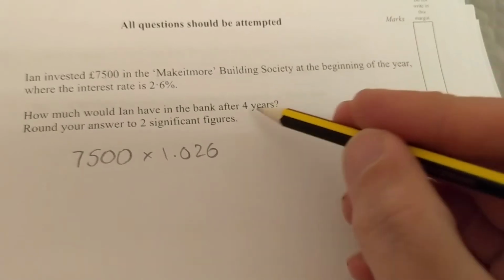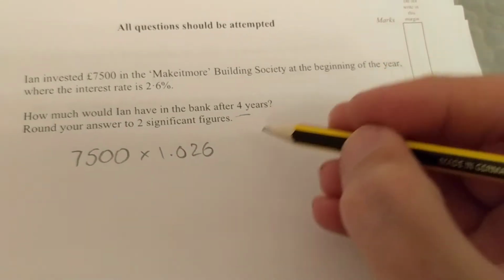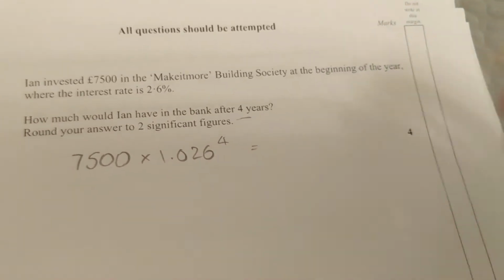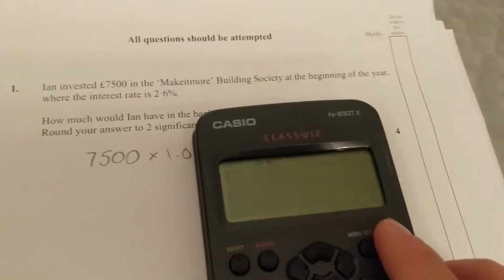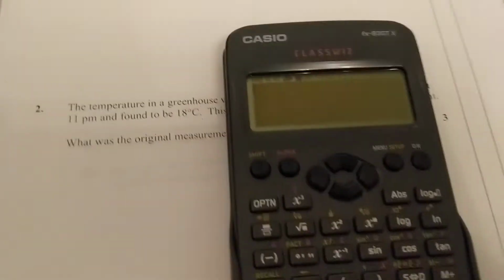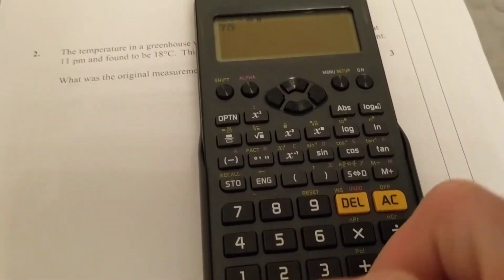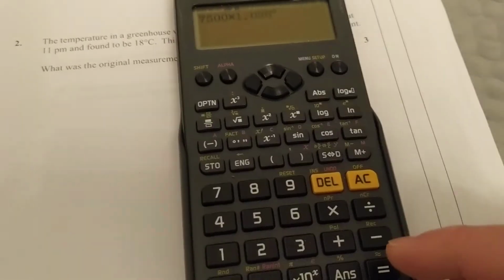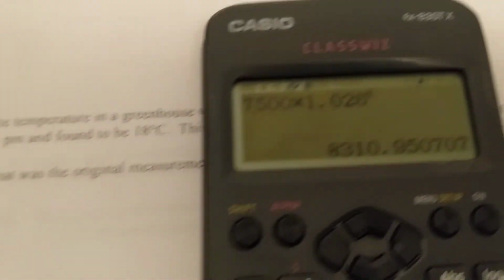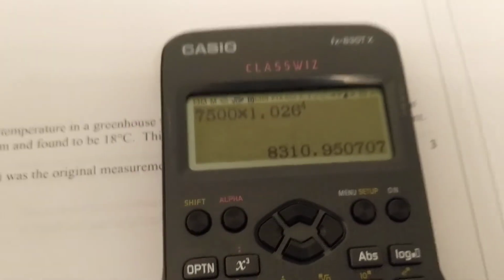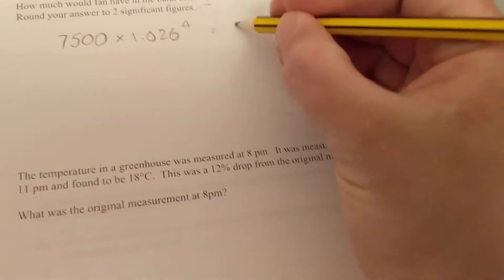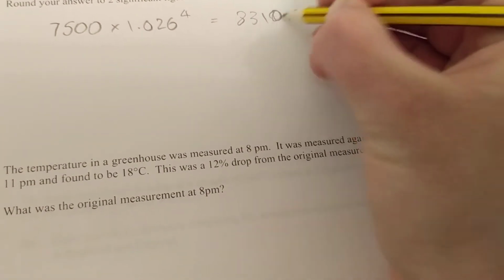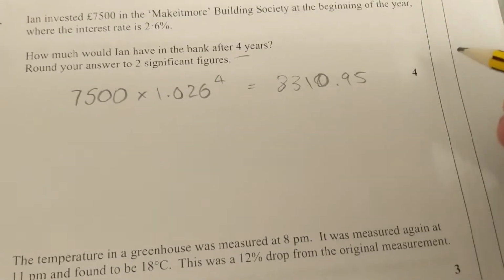Alright, because it's for 4 years you're investing this money, or got the money in the bank, power it to 4. And if you type that into your calculator, 7,500 times 1.026 to the power of 4, you get that answer there, 8310.95 and so on.